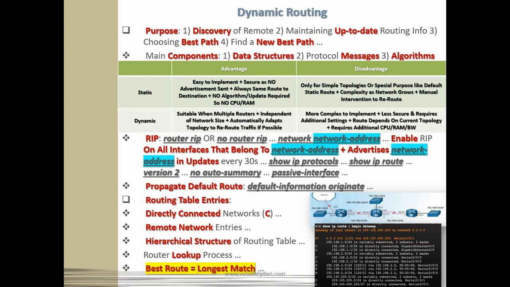The second subclass of interior gateway protocols is link state. So link state routing protocols, we have OSPF version 2, and OSPF stands for Open Shortest Path First, and version 2 of this protocol is for IPv4. Version 3 of this protocol, OSPF version 3, operates for IP version 6.